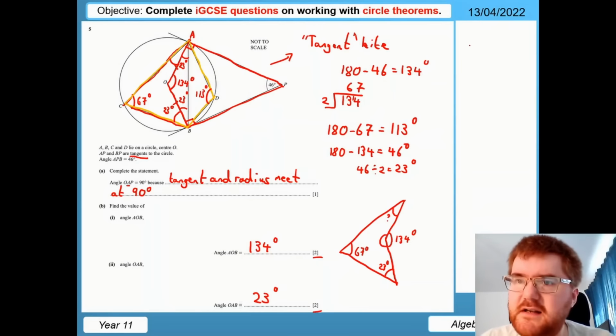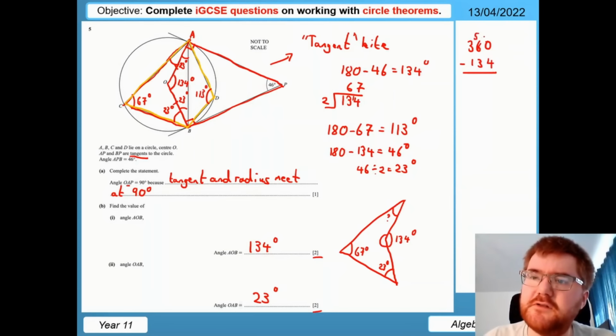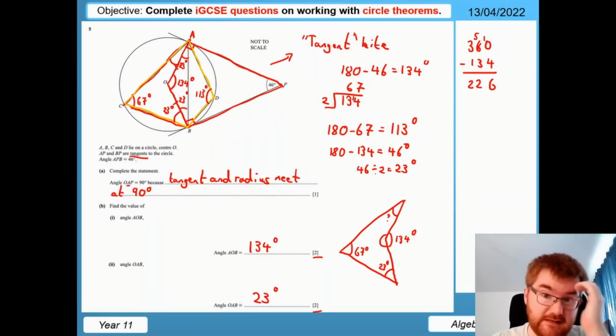Notice we can just work out the angle in the middle here, because we have angles around a point make 360. So if we just do 360 minus 134, again, you can use a calculator for any of this, of course. You don't have to do it old school like I'm doing here. That gives us then 226, double checking. Yes, I'm happy with that.